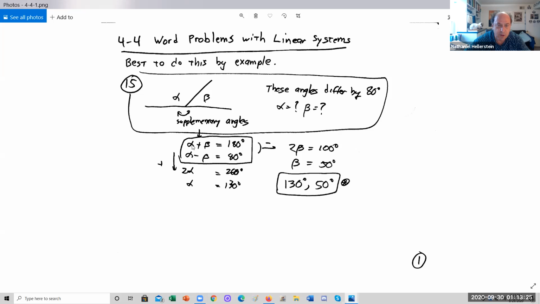We can eliminate the alpha by subtracting equations, all this minus all this. The alpha minus alpha cancels. Beta minus negative beta, that's beta plus beta, or 2 beta. 180 minus 80 is 100. 2 beta is 100, so divide by 2, beta is 50 degrees. So the answers are 130 degrees and 50 degrees. And like I say, I recommend that you put the answer in a single box and somehow mark it so that I can see it.